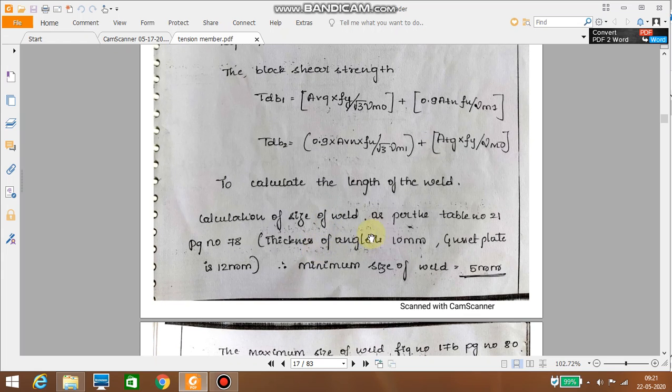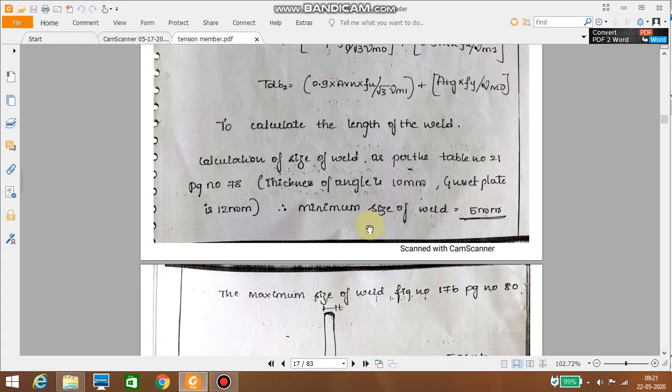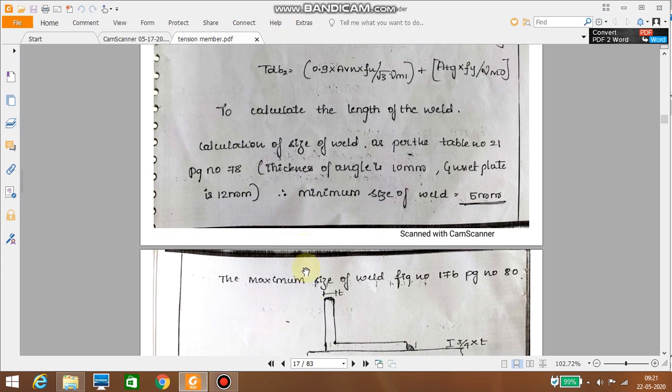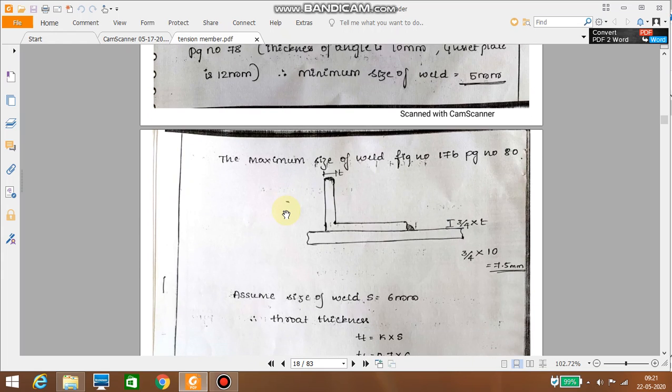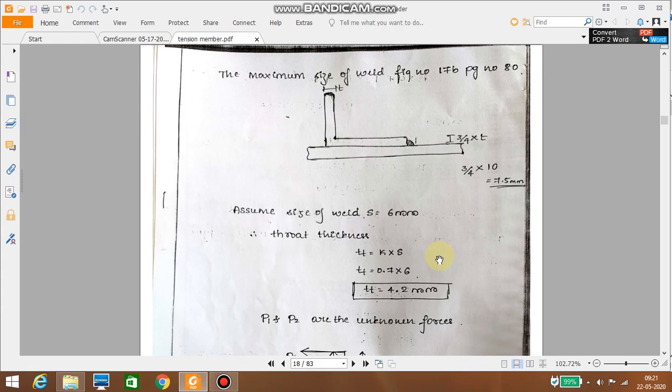So calculation of the size of the weld as per Table 21, page number 78. The thickness of the angle is 10 mm and the gusset plate is 12 mm. So the minimum size of the weld should be taken as 5 mm. These things we have already discussed in our second module, welded connection, so no need to go into the depth of that. The maximum size of the weld for a rounded edge is 3/4 of the thickness, that is 3/4 of 10, that is equal to 7.5 mm. Therefore let us assume the size of the weld is 6 mm. Sometimes, along with the problem itself, they will mention the size of the weld.